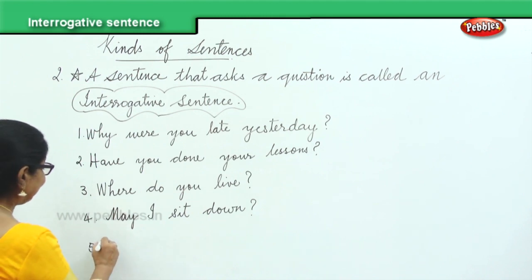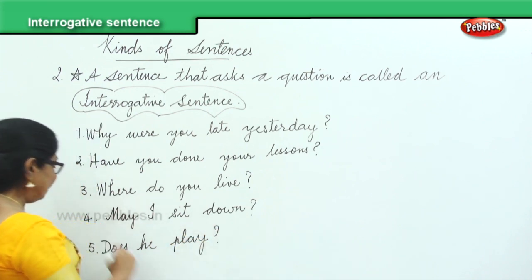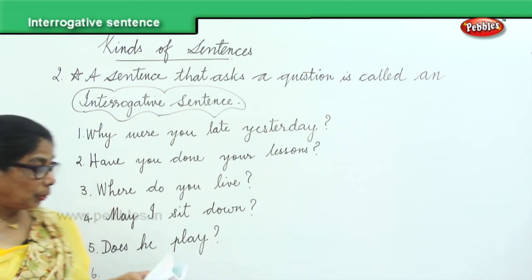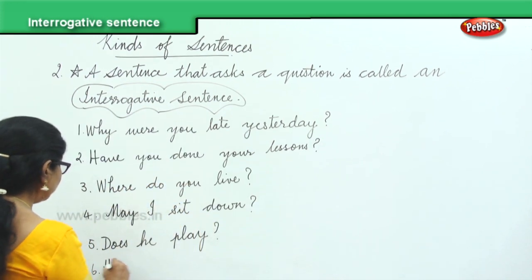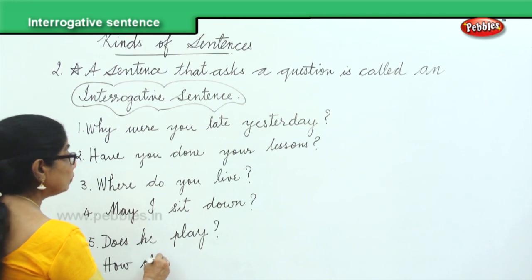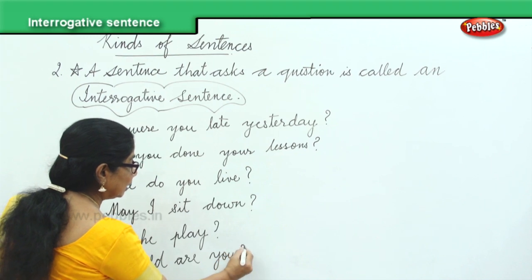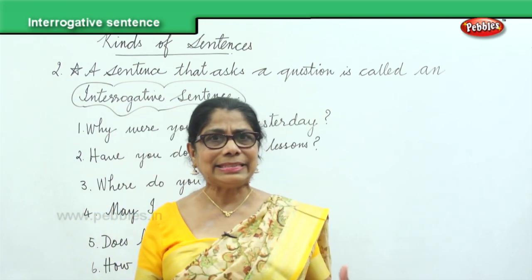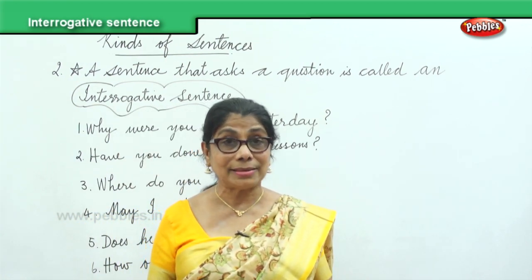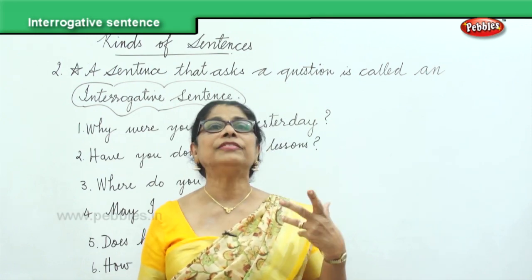Does he play? Question mark. And finally, you have one more question. How old are you? Again, it begins with a capital letter, ends with a question mark. Now, any sentence that asks a question, we call that an interrogative sentence.